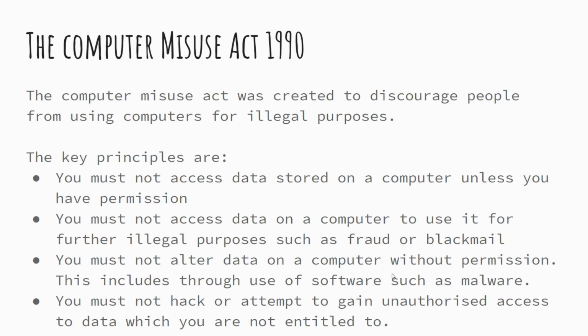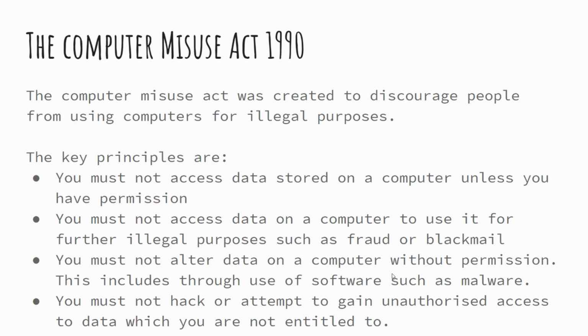And the Computer Misuse Act is kind of from the other side of the coin. The Data Protection Act is about organizations making sure that they're protecting your data, doing everything that they can to keep it secure. Well, the Computer Misuse Act is designed to discourage people from using computers for illegal purposes. The idea is that it's going to restrict them from being able to do anything illegal on the other side of this, so this might be preventing people from trying to access that data.